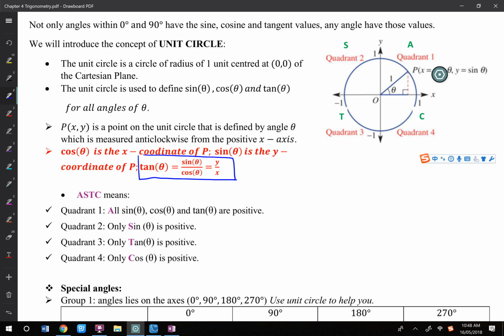What is sine? Sine is the y value of the coordinates. What is cosine? Cosine is the x value of the coordinates. So for those coordinates, you use the y value divided by the x value, and you will have the tan value. So that's how we find sine, cosine, and tangent.